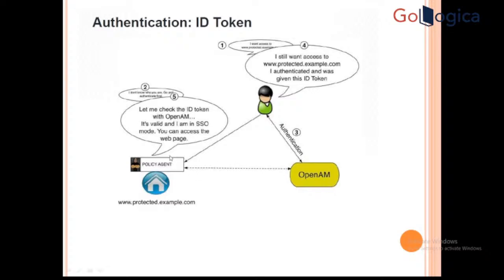And if it is valid, it says, oh, you are a valid user and your token is also valid, but I need to check whether you are authorized to access this page or not, whether you have the authority to access the page. So it says, let me check the ID token with OpenAM. It's valid and I am in SSO mode, you can access the page. Once it gets the authorization as well, it allows access to the page. So here authorization also comes into the picture with this arrow.